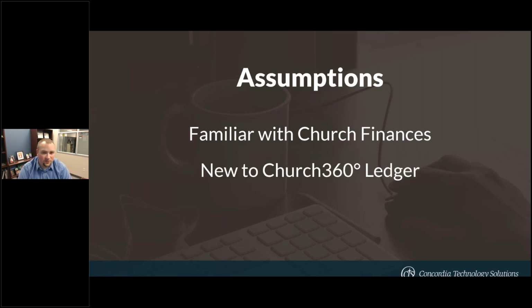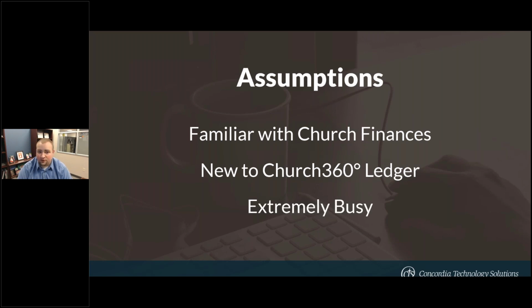I do assume that you are new to Church360 Ledger. If you are a longtime user, a lot of this will be refreshment for you. You've already heard this, you've already experienced it, so there's not going to be a lot of new information for those of you who are experienced. But it is always good to get a refresher course. I'm specifically targeting those who are new to Church360 Ledger, just getting started or even just considering it.